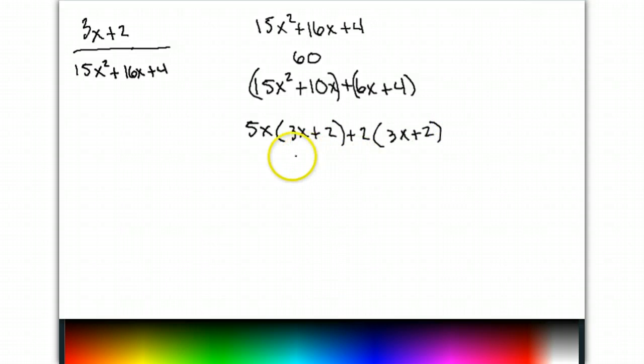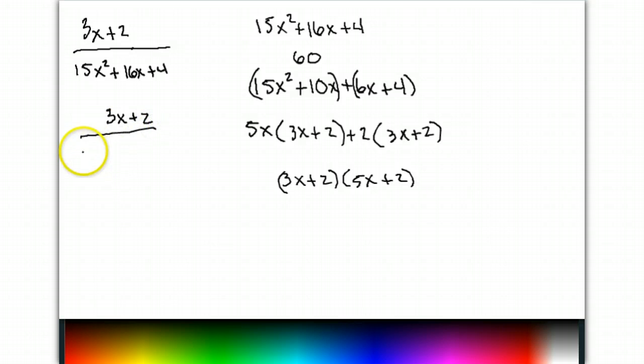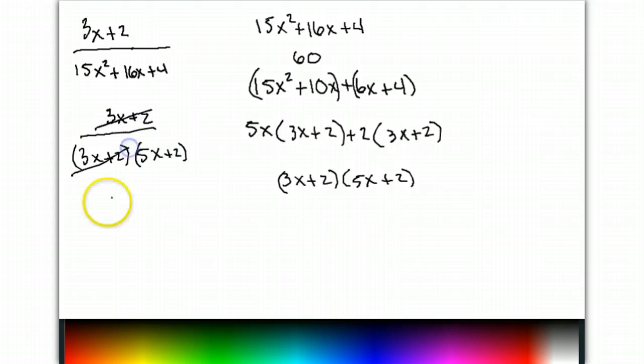So in both terms you can pull a 3x plus 2 out and what you'll have left is 5x plus 2. Now that we have that settled, we come back here and we're going to have 3x plus 2 at the top, but the bottom factors into 3x plus 2 times 5x plus 2. And remember, whatever's on top will cancel with what's on bottom, so the 3x plus 2's will cancel and you'll end up with 1 over 5x plus 2.